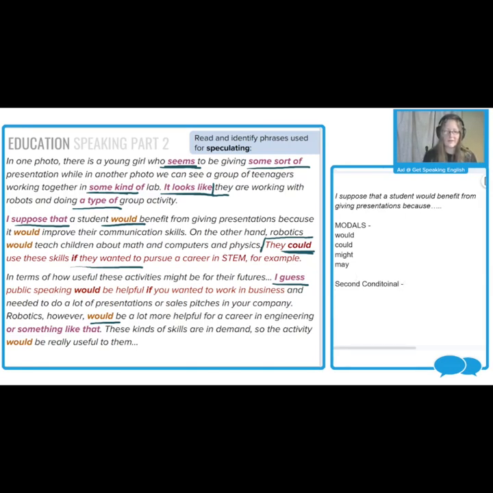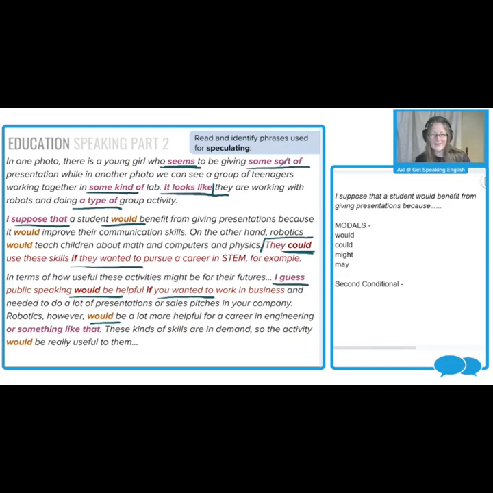And here as well, right? I guess public speaking would be helpful if you wanted to work in business, right? So that also indicates that we're unsure, right? And those are great phrases to use in this kind of activity as well. Also some great sort of language to talk about things when we don't know exactly what we're talking about.